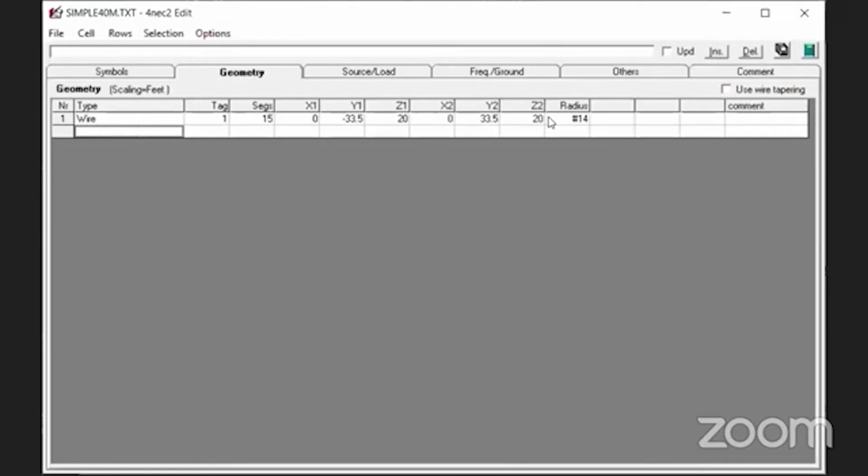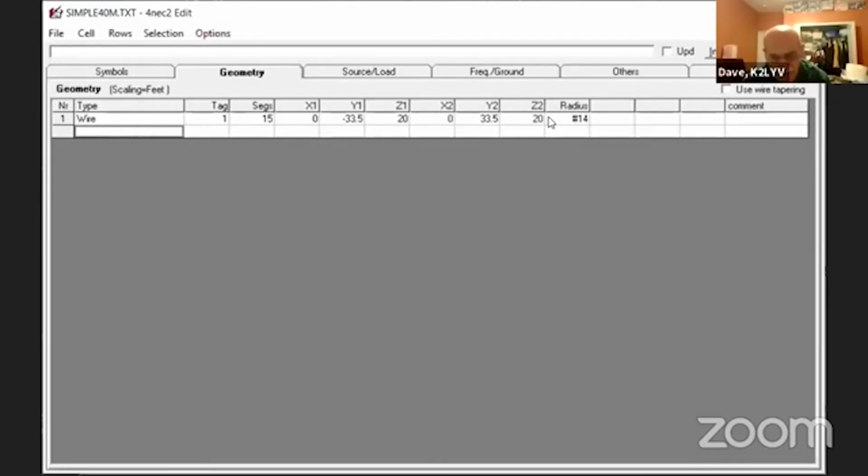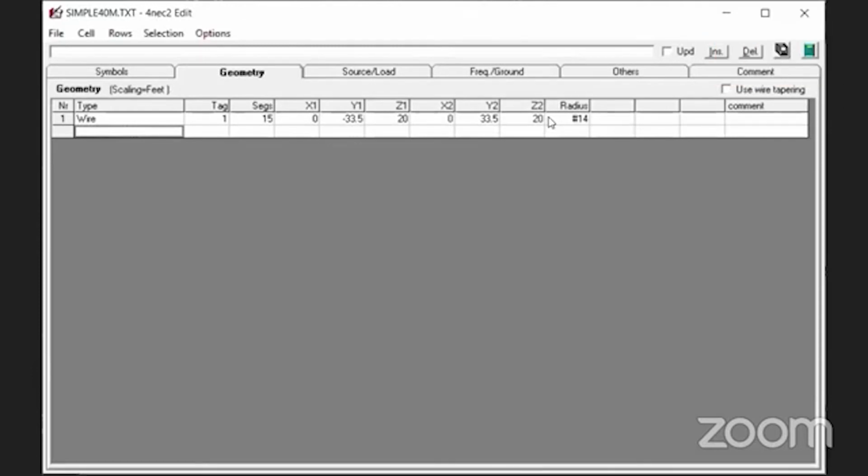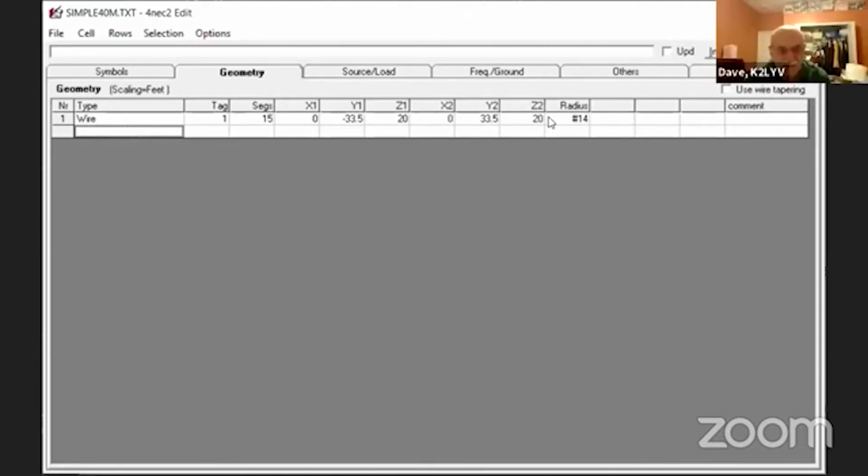You don't have to describe every segment. You're basically saying, here's a wire divided into a certain number of segments, and typically 15 is maybe a little bit low. I'd probably go to something like 21 or 25. But of course, as you increase the number of segments, it takes more time to compute. So you're trading off your time for getting things more or less right.